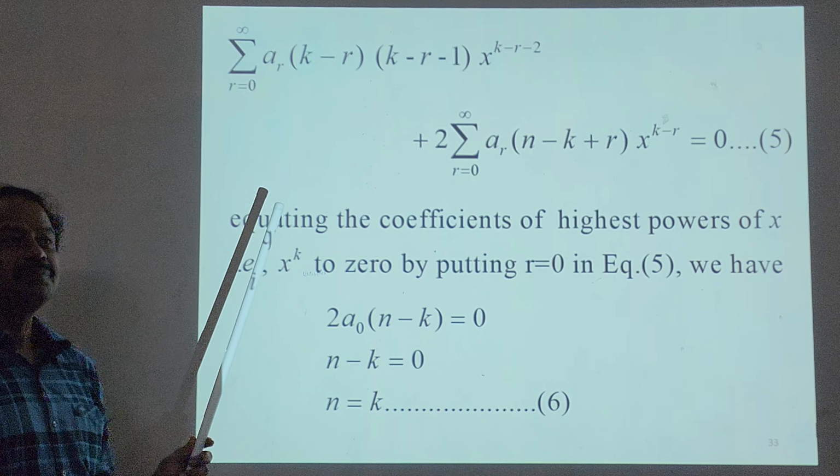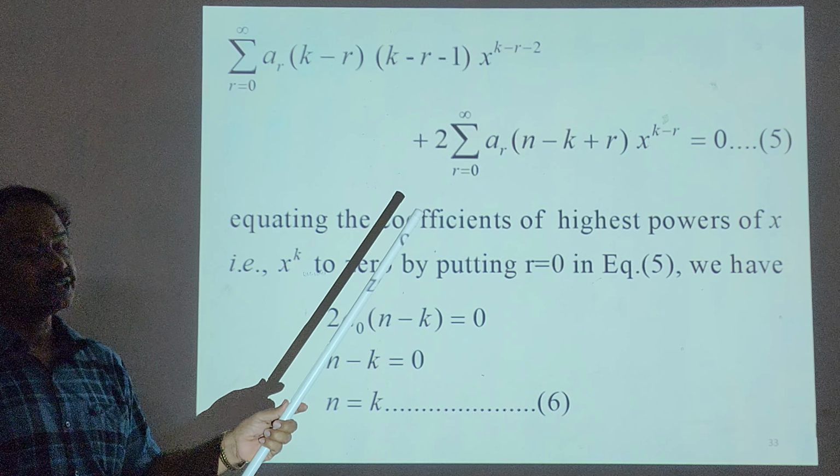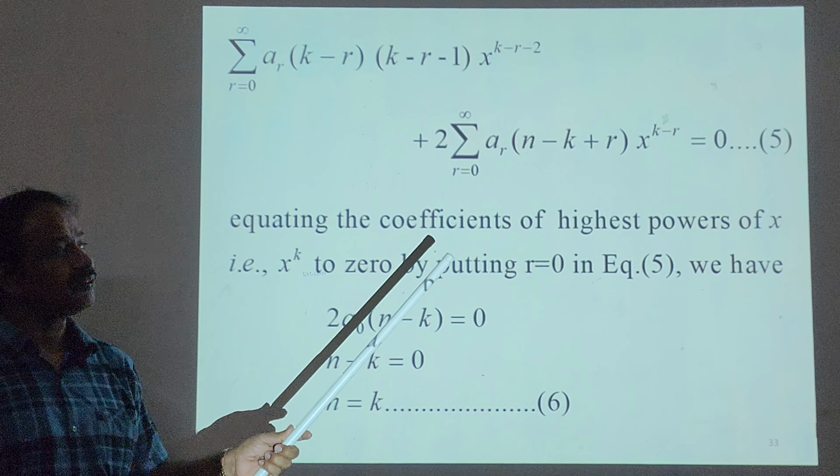Now, very important thing, just listen to me, it's very important one. Now we are going to equate the coefficients of highest powers of x. Here we are going to equate first the coefficient x to the power k. But here x to the power k minus r. Here it is x to the power k minus r minus 2. Suppose if I put r equals 0 here, so you will get x to the power k alone. Here it is x to the power k minus 2 will be there if I put r equals 0 here.